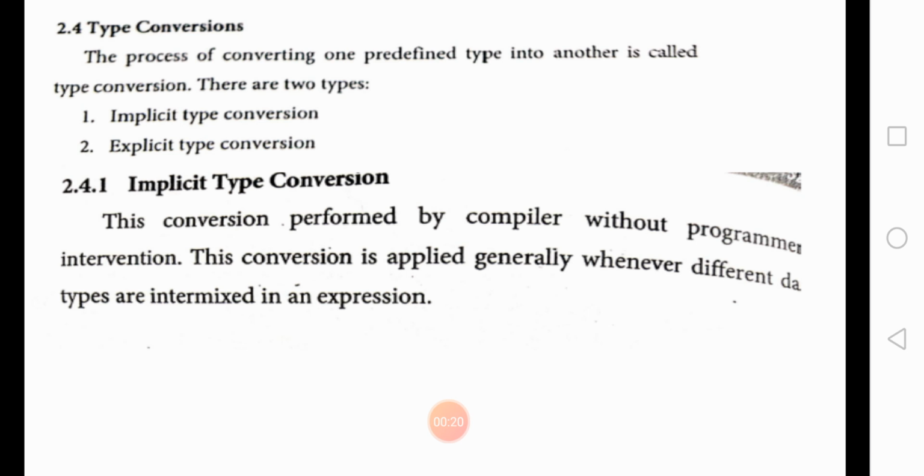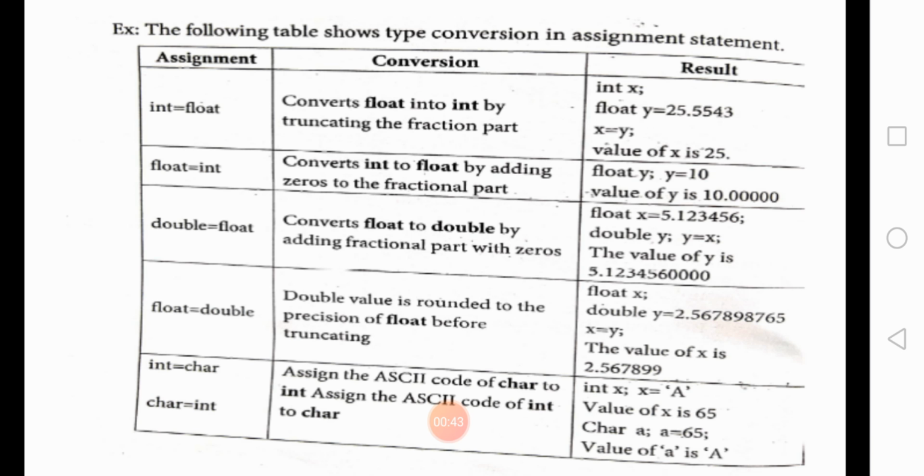Implicit type conversion happens without programmer intervention. The conversion happens by itself. This conversion is performed by the compiler without programmer intervention. It is applied generally whenever different data types are intermixed in an expression. This is about type conversion.